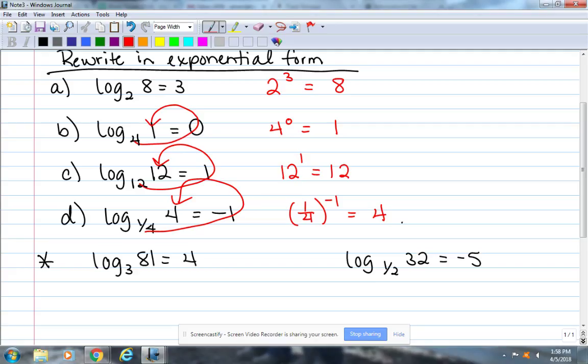All right. So what did y'all get for the first one? 3 to the 4th power equals 81. Raise your hand if you got that one. Good. So what'd you get for the second one?